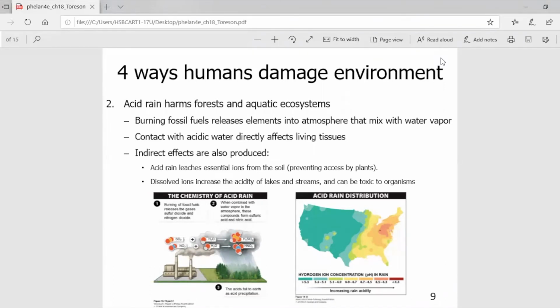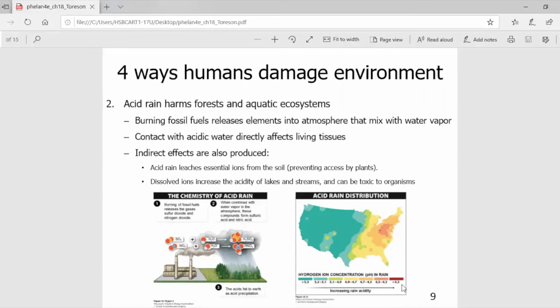This figure from your textbook is showing you the distribution of acid rain in the United States. You can see on the West Coast, all the way through the Midwest, the pH of rain is slightly acidic, with a pH of 5 to 5.3 or so. And the further east you go, the more acidic the rain is. These red areas are areas in which the pH of rain is 4.3, so that is well into the acidic range.